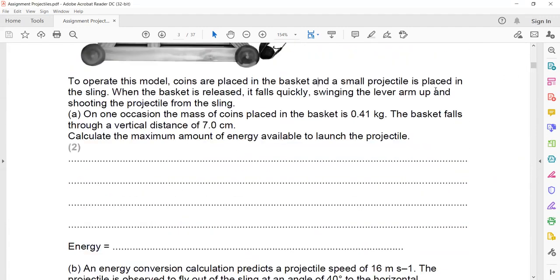So first they're asking, on one occasion the mass of the coin placed in the basket is 0.41. The basket fall through a vertical distance of 7 centimeters, so it must be in meter, so 0.07 meter. Calculate the maximum amount of energy available to launch the projectile. So basically that's a potential energy which is mgh. So mass of the coin, that's given 0.41 multiplied by gravity, that's 9.81, multiplied by height in meters, so 0.07 meter. So this will give us the total energy which will come out as 0.28 joules.